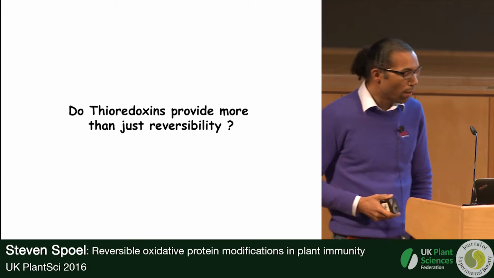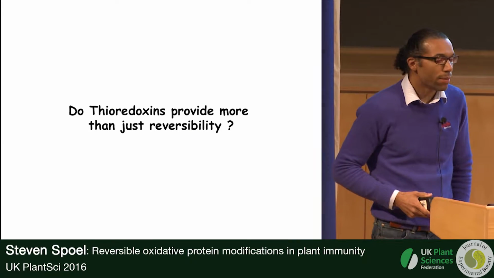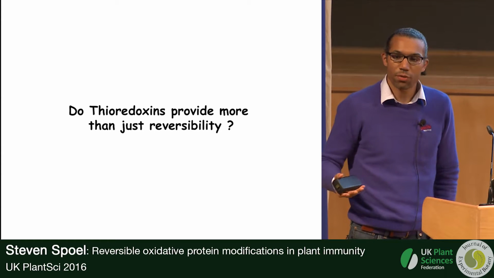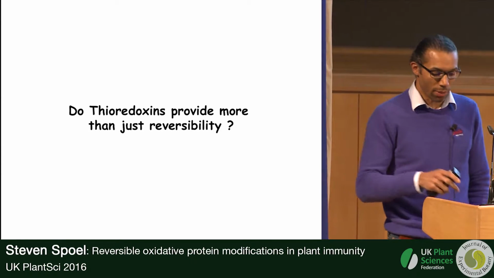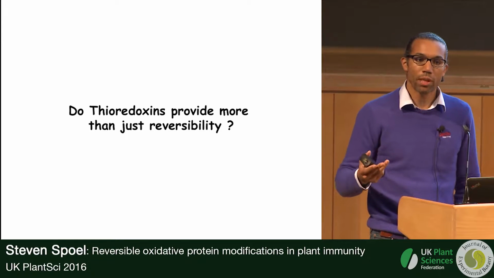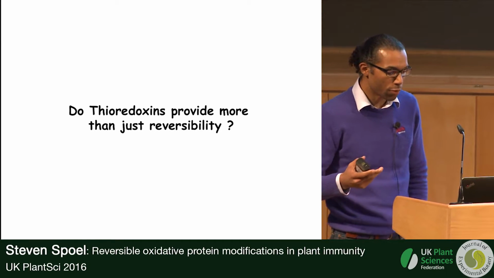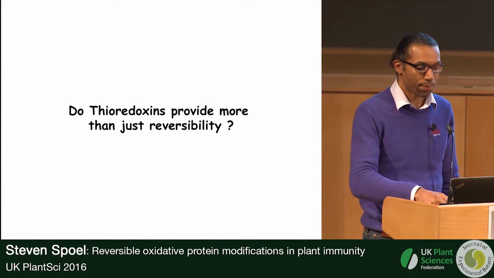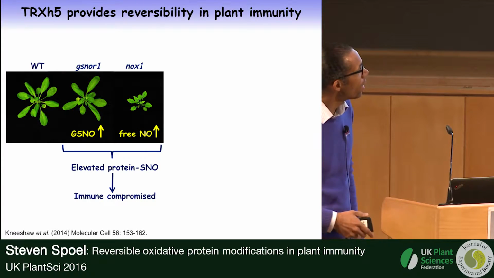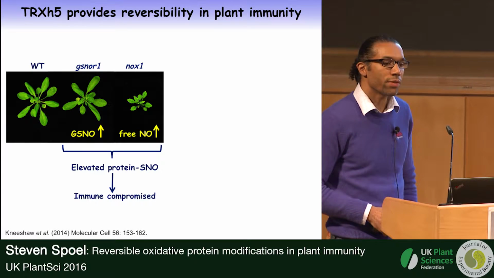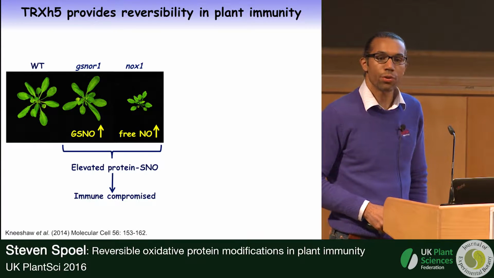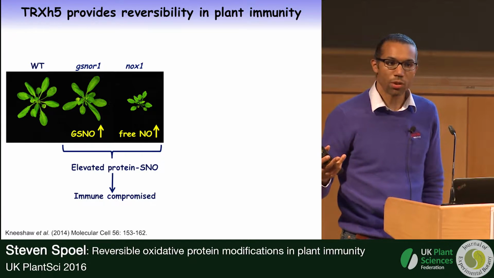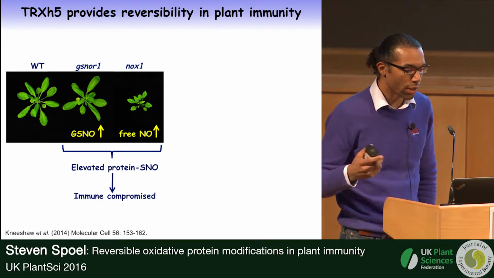And so what we ask in my lab is, well, do these thioredoxins do more than that? Do they just provide reversibility, or is there more to them? And so I want to highlight two brief examples today of other roles they may play. The first one that I'll highlight is a role of thioredoxin in reducing S-nitrosylated proteins, so proteins in which cysteines are modified by nitric oxide.